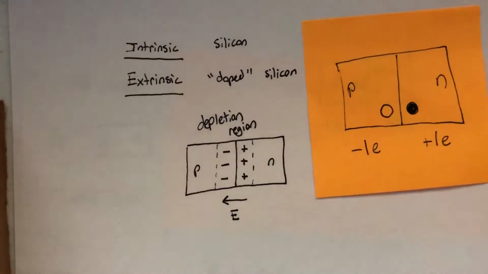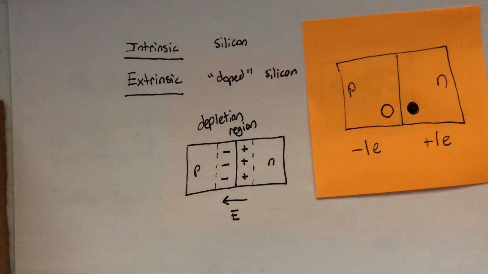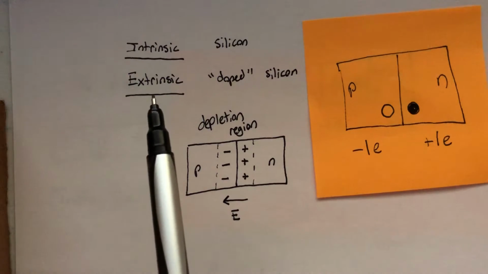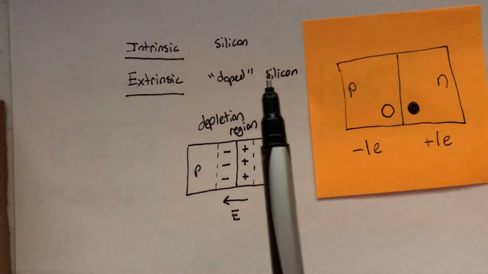Now there are two types of semiconductors. There are intrinsic semiconductors, which are pretty much just like basic silicon, and we just manufactured it into a wafer, and by its physical properties it is a semiconductor. But an extrinsic semiconductor is an intrinsic semiconductor that we've tampered with or doped.